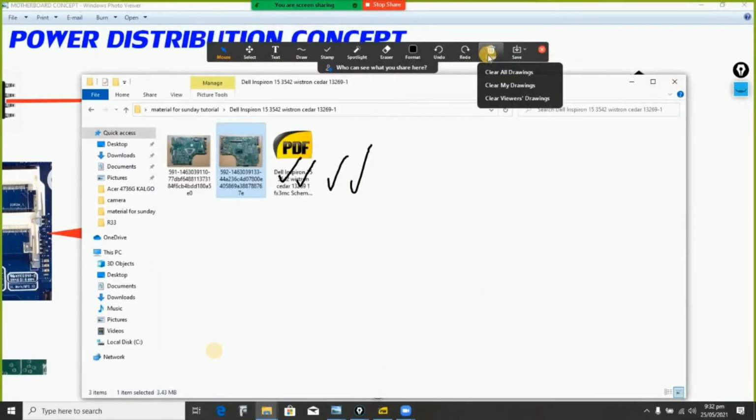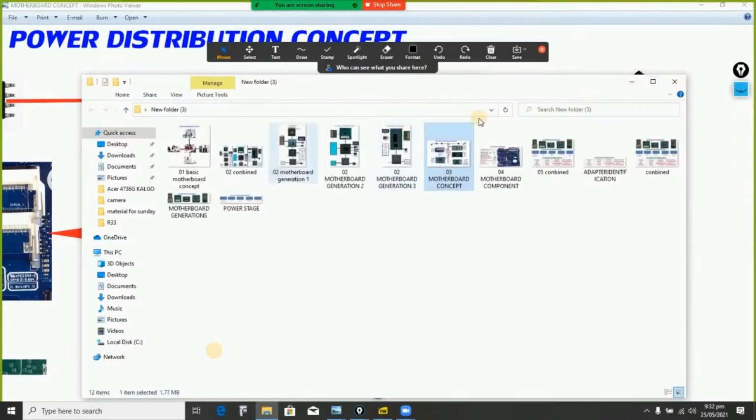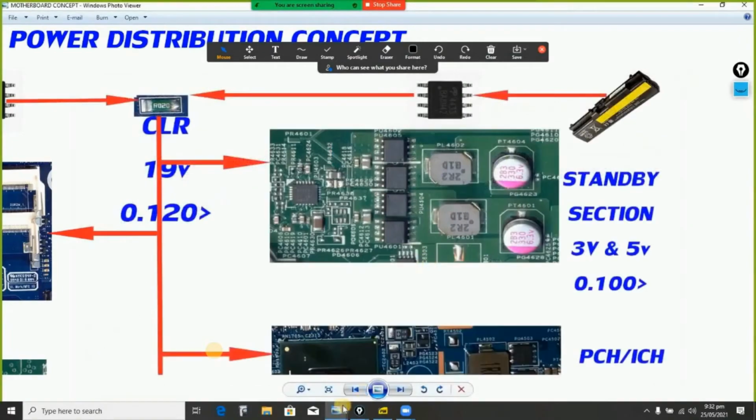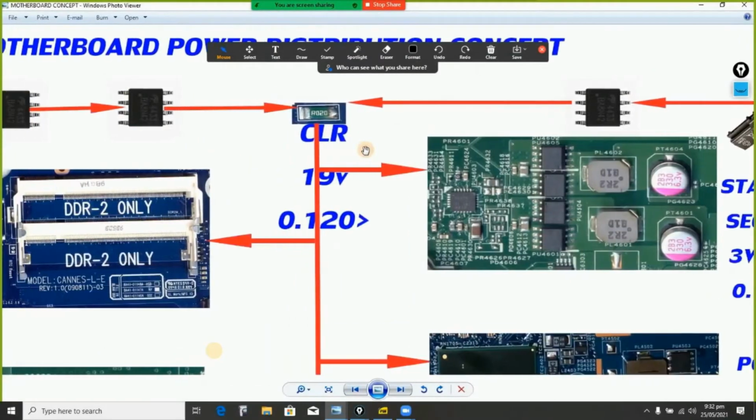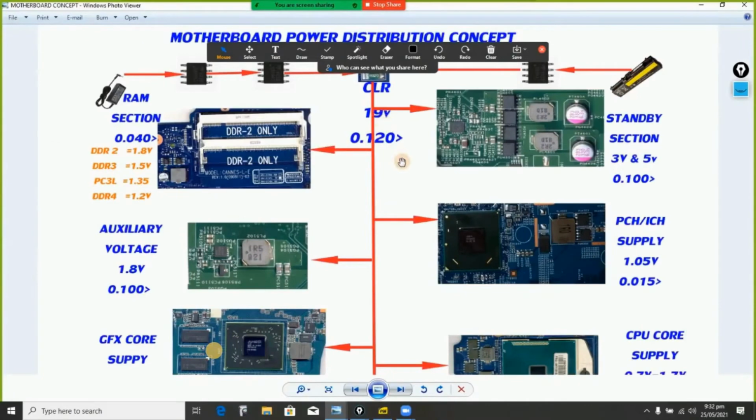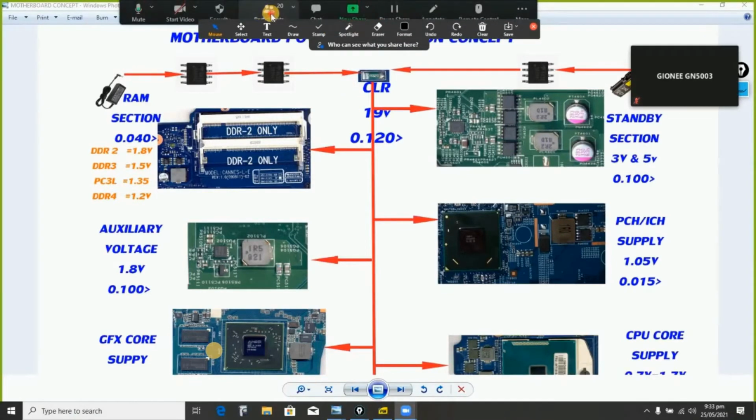Going back to the diagram that we've been using to explain things. After 19 has entered the board through the CLR and standby voltages have been generated, what is the next thing? Although before getting to power, there is a lot of process that must have happened. In a nutshell, all of this is a summary of how voltage circulates on the motherboard. This is just a summary for everything.